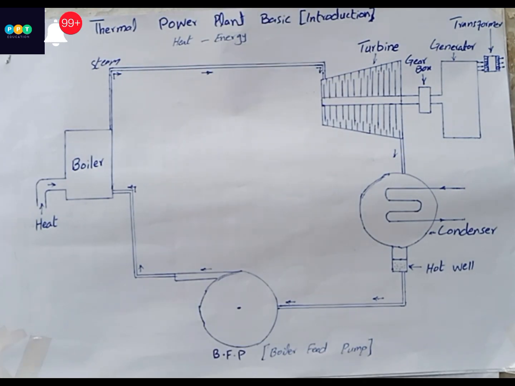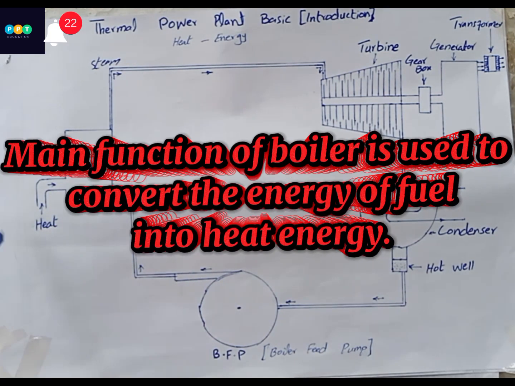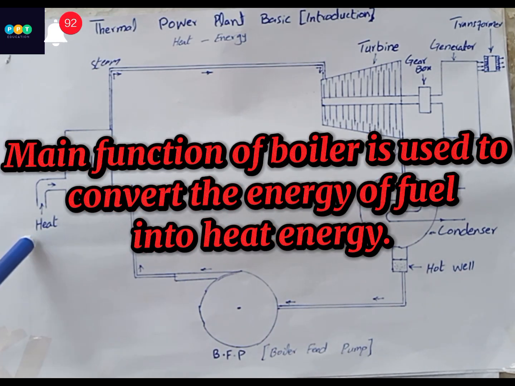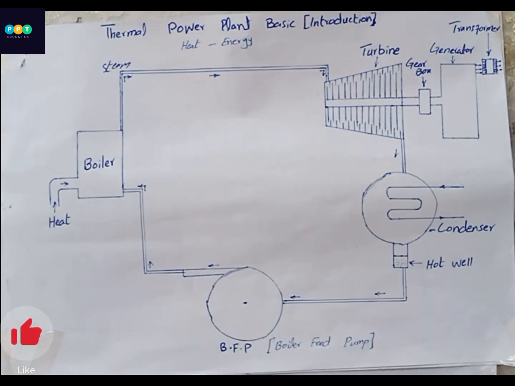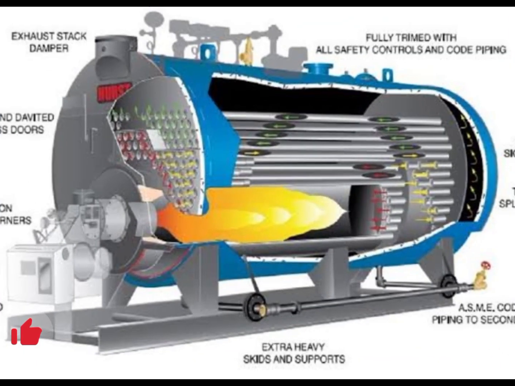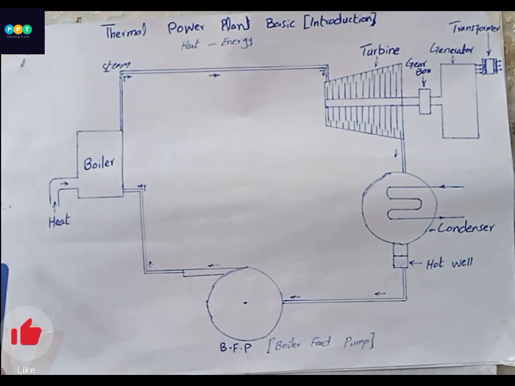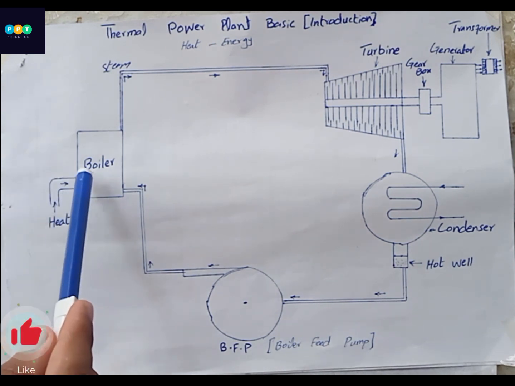Now let's talk about the boiler. What is its importance, and what is its use? In a thermal power plant, the main function of the boiler is to convert the energy of fuel into heat energy. The boiler is a closed vessel which has many tubes inside. The water that comes from the BFP comes into the boiler tubes. Now that the water has entered the boiler, the main function of the boiler is to generate steam. So how do we make the steam? To make the steam we need heat, and to generate heat we use fuel.